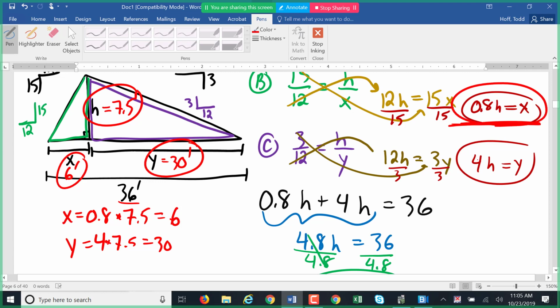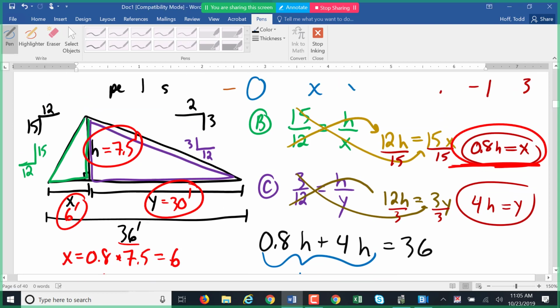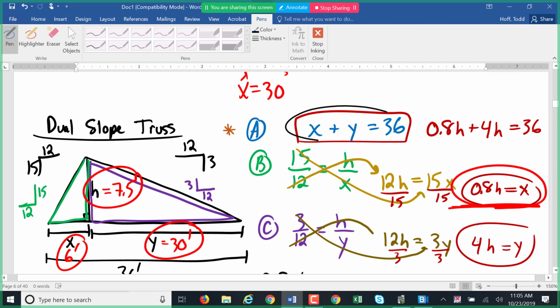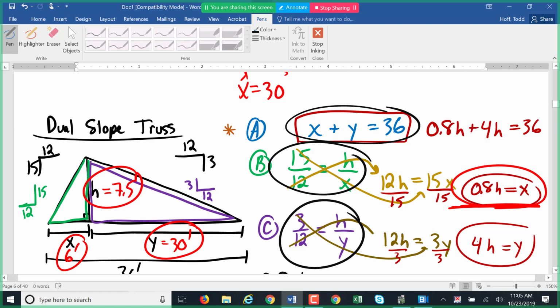So you can see in real life, the systems are not as cut and dried as the ones we're used to looking at. The systems can take on a lot of different forms. In this system, 2 of our equations, rather than being written out linear like this, were written out as proportions. So we had to cross multiply to get the linear equivalent of those proportions.